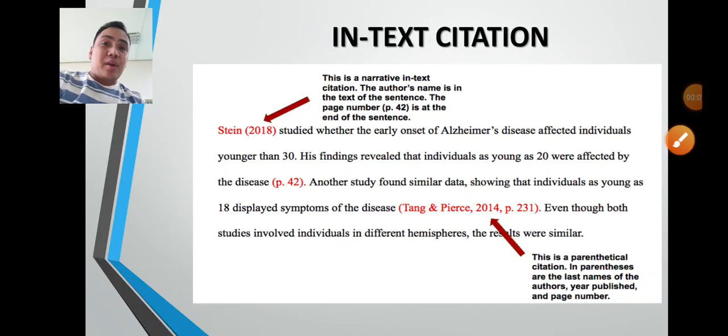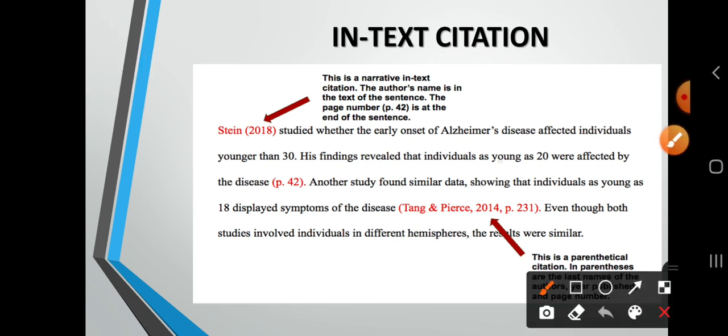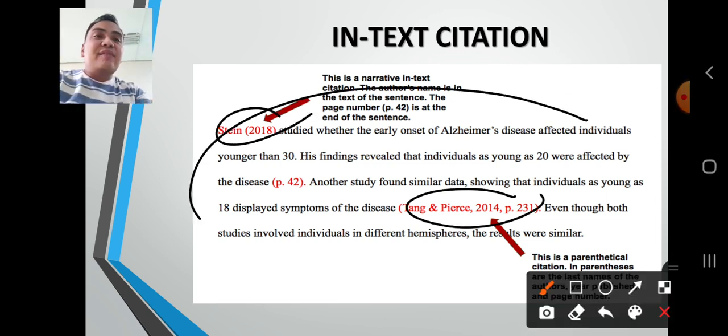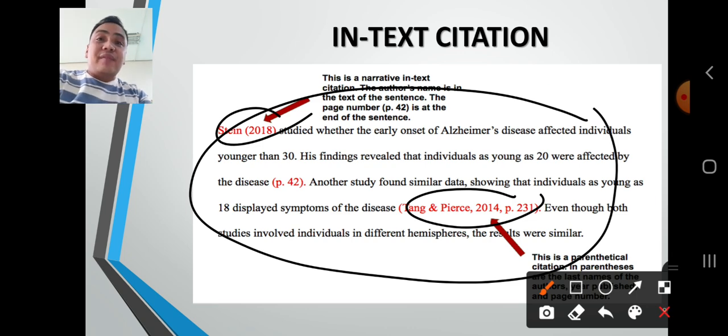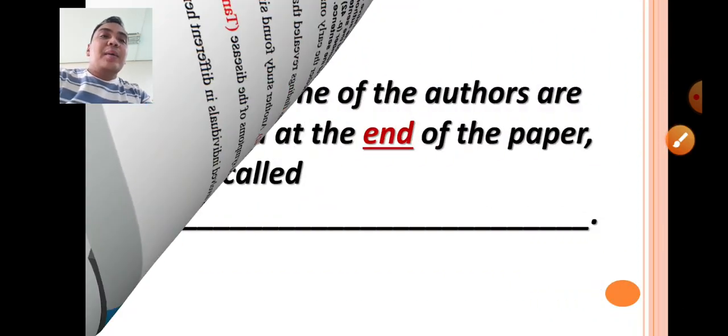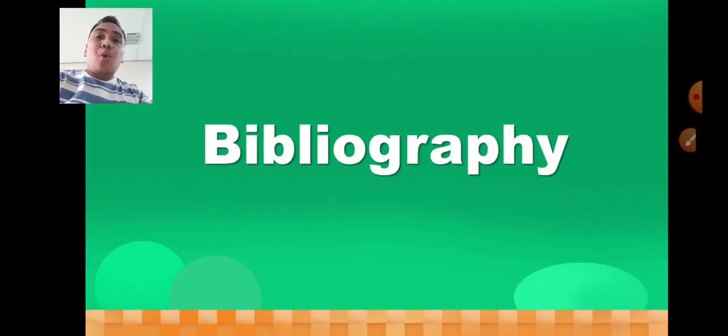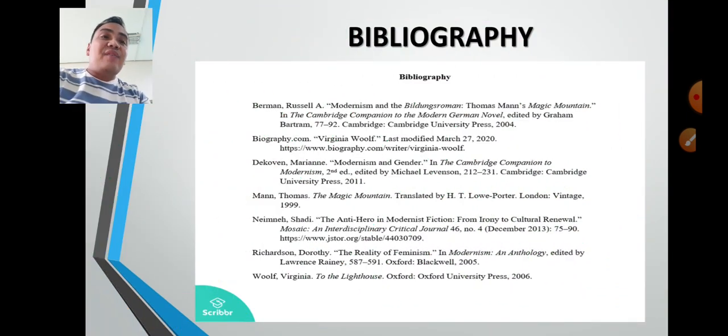So, to emphasize once more the difference between in-text citation and reference list as the two main parts of referencing. In-text citation, if the sources are integrated or combined in a given paragraph or the body of the text. Meanwhile, if the referencing is located at the end of the paper, it is known as bibliography or the reference list.